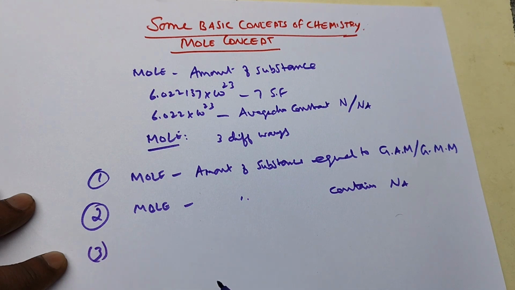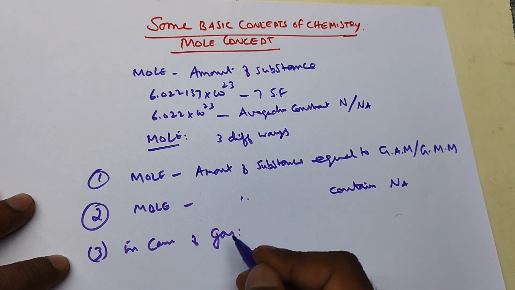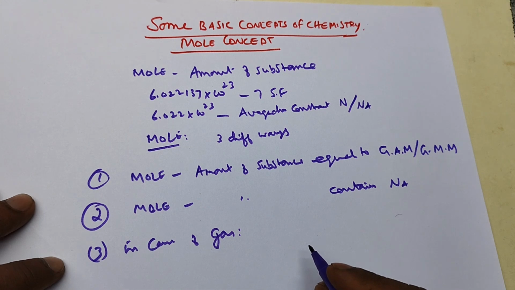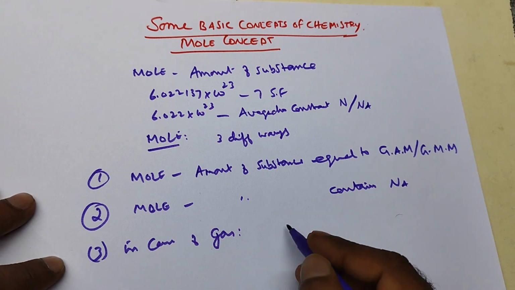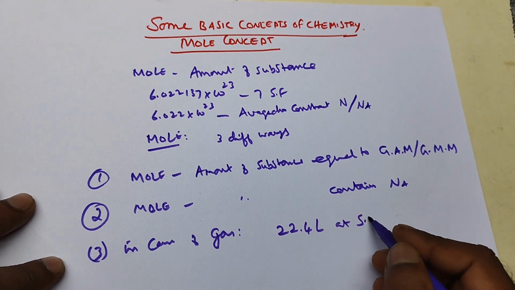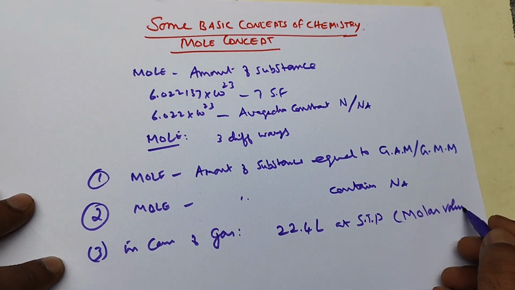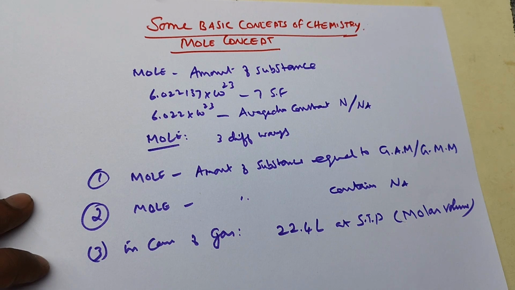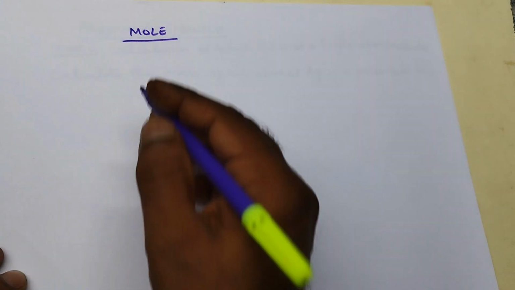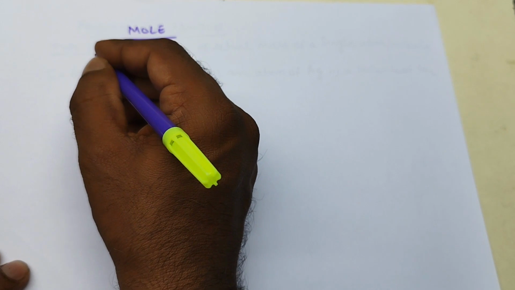And the third way of defining mole, in case of a gas, is the amount of gas which has a volume of 22.4 liters at STP. And normally we call this molar volume. So thus we can define mole in three different ways, and we will discuss them one by one. Now we will briefly discuss the mole concept.